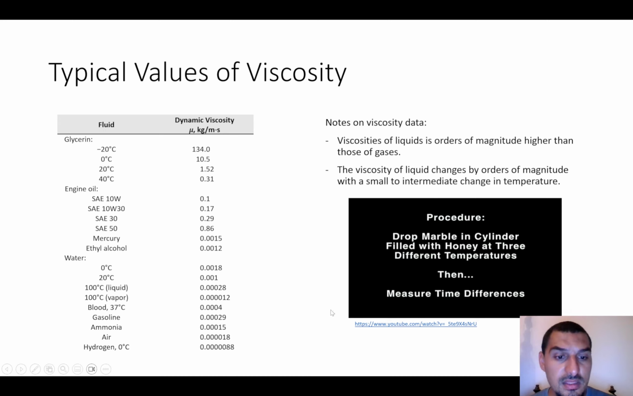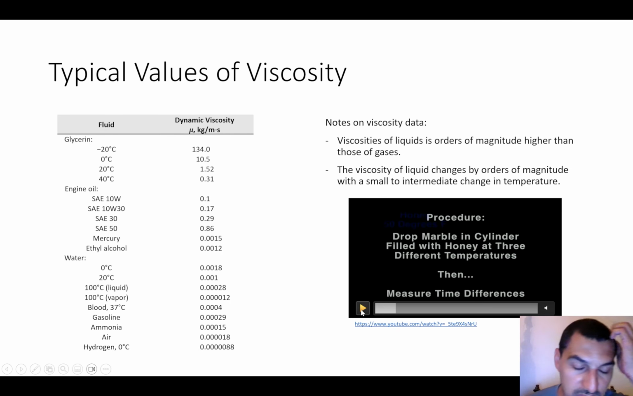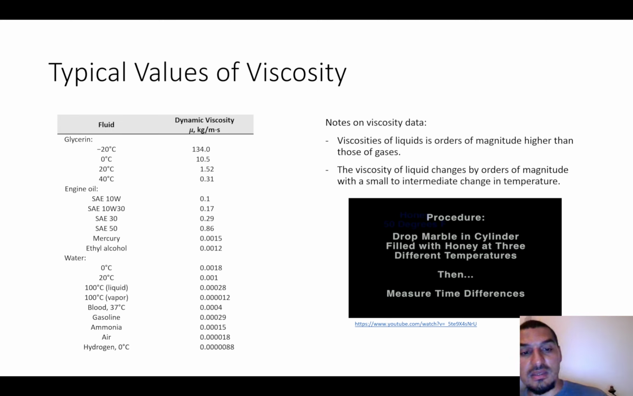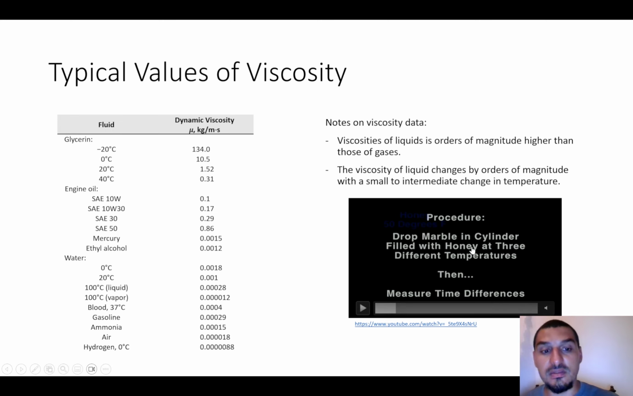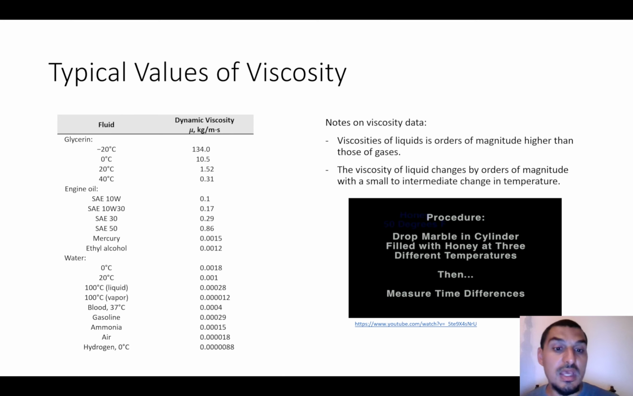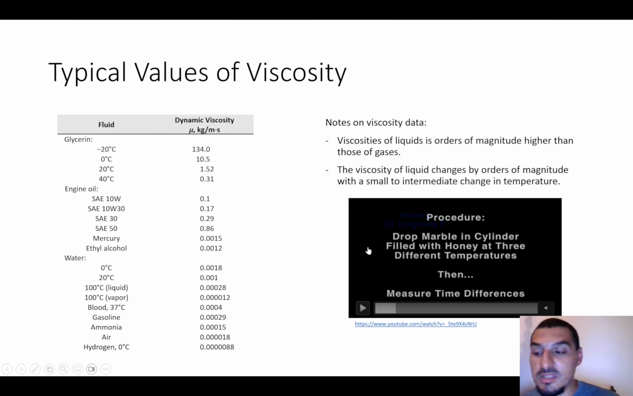And here is one interesting video that shows how the viscosity changes with temperature. So let me give you a hint about this. This is a cylinder, a container filled with honey, the honey that we drink. And we are doing the experiment at 3 different temperatures. The experiment is simply dropping a marble, the glass marble that kids play with.